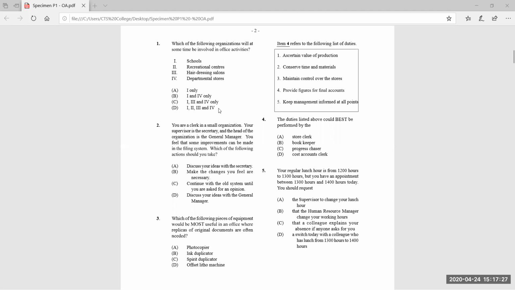Second one, you are a clerk in a small organization. Your supervisor is the secretary and the head of the organization is a general manager. You feel that some improvements can be made in the filing system. Which of the actions should you take? So you are a clerk. If you had to draw that organizational chart, on the top we have the general manager. Under the general manager, we have the supervisor slash secretary. And under this person, we have you, the clerk, right? If you have a suggestion to make, who should you go to? Should you go to the supervisor or should you go to the general manager?